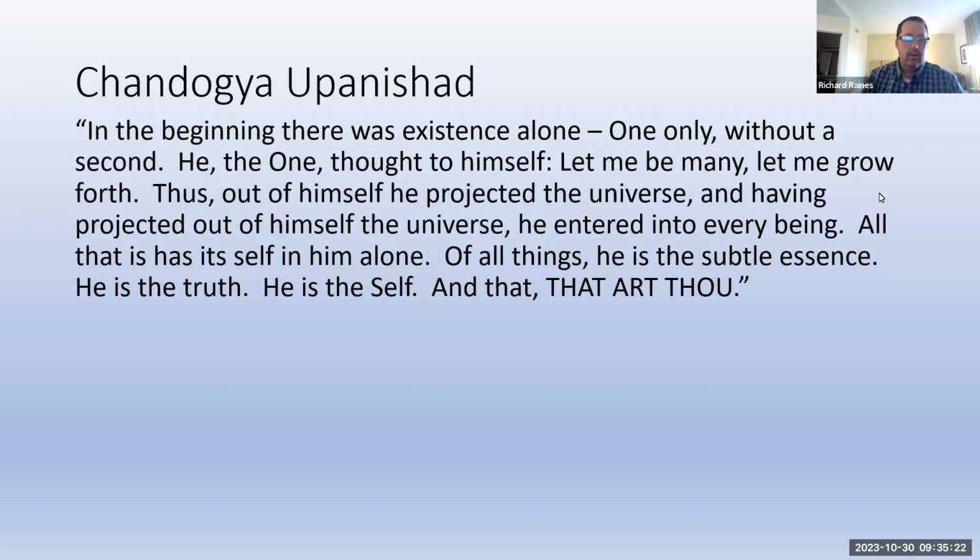He, the one, thought to himself, let me be many, let me grow forth. Thus, out of himself, he projected the universe, and having projected out of himself the universe, he entered into every being. All that is has its self in him alone. Of all things, he is a subtle essence. He is the truth, he is the self, and that art thou, meaning that that's what you are. You emanate from Brahman.